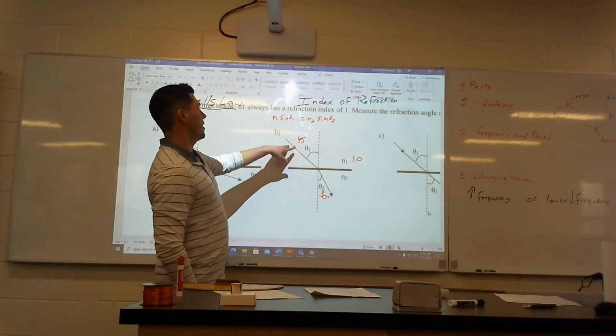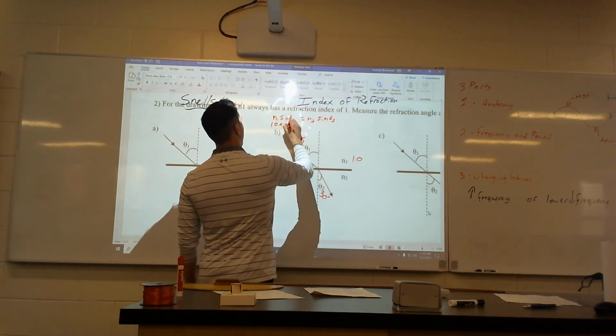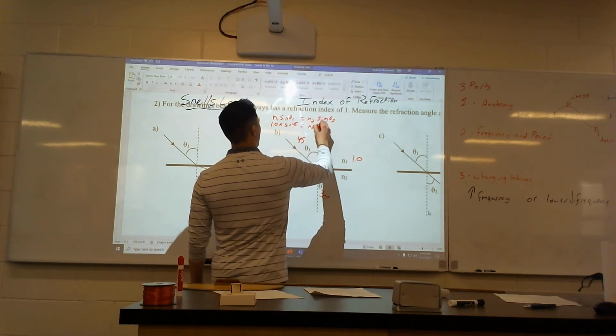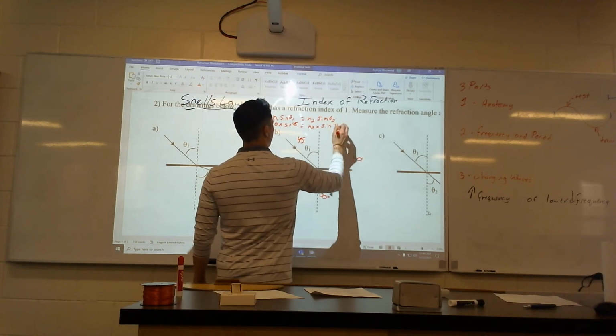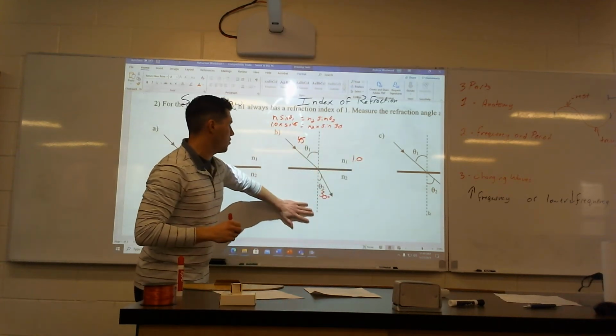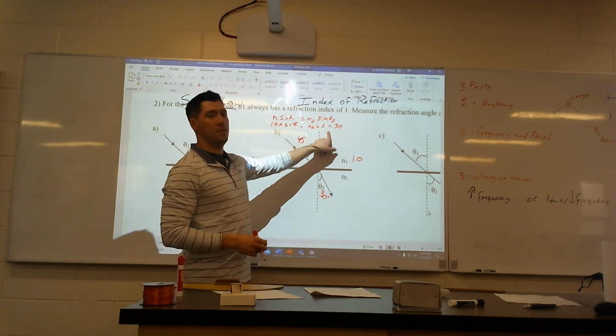So this is exactly the same. My n1 is 1, so I'll just put it right here, 1.0 times sine 45 equals n2, I don't know, times sine 30. All right? 1.0 times this is going to be exactly the same, so I'm going to finish the actual answer right here. This sine 45 is 0.7, sine 30 is 0.5.